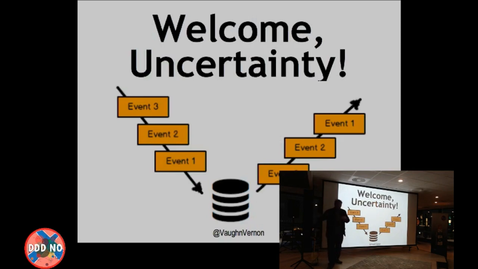And when we introduce those kinds of systems, this is what we introduce: uncertainty, right? This is what we really crave, don't we, as developers? This is what we grew up on: synchronous, order, certainty. Event one enters the database first, then event two, and then event three. Therefore, I will see and consume event one, and then I'll see and consume event two, and then I'll see and consume event three.